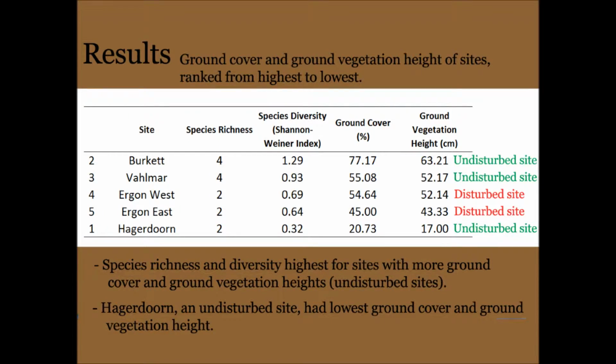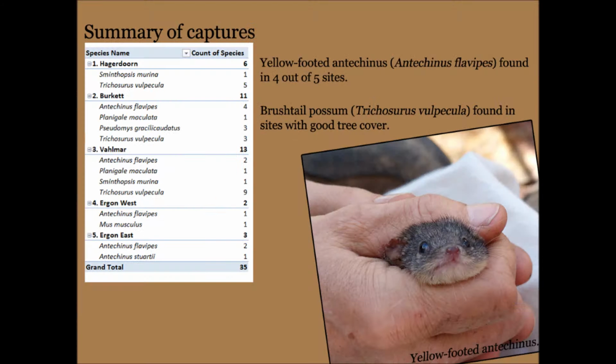Species richness and diversity were the highest for sites with the most ground cover and ground vegetation height. Small mammal responses to these impacts are usually species-specific. Species that are more opportunistic are able to adapt and recover faster. It can be seen that certain species like the yellow-footed antechinus are able to do that, while others are not.